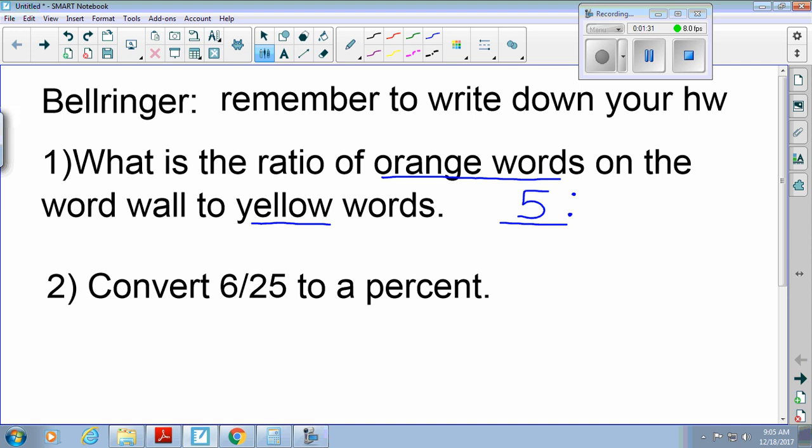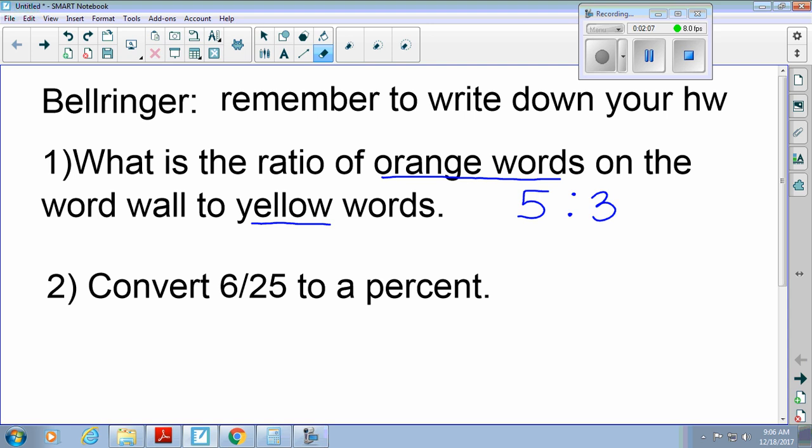So then we can write a colon. We're going to write this in what we call ratio form. So 5 to, what would our second term be, Mackenzie? 3. Very good, because we have 3 words on our word wall that are in yellow. So the ratio is 5 to 3. And again, for the people confused on that, orange came first and then yellow. That's ratio format. What's another form that we could have used? Jasmine. 5 to 3, with 2 being the word.